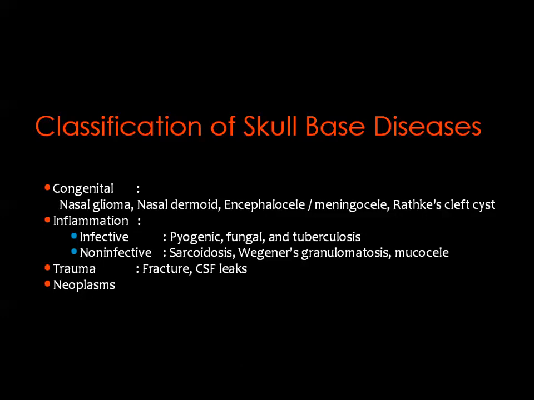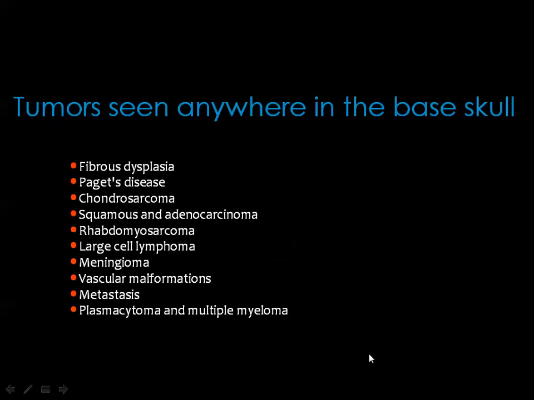Then we classified the skull-based diseases into congenital, inflammatory, traumatic, and neoplastic. Congenital lesions like nasal glioma, nasal dermoid, encephalocele, meningocele, and radicular cleft cyst. Inflammation like pyogenic fungus and tuberculous infection. Non-infective like sarcoidosis and Wagner granulomatosis, as well as mucoceles. Traumatic fractures and CSF leaks, as well as the neoplastic lesions.